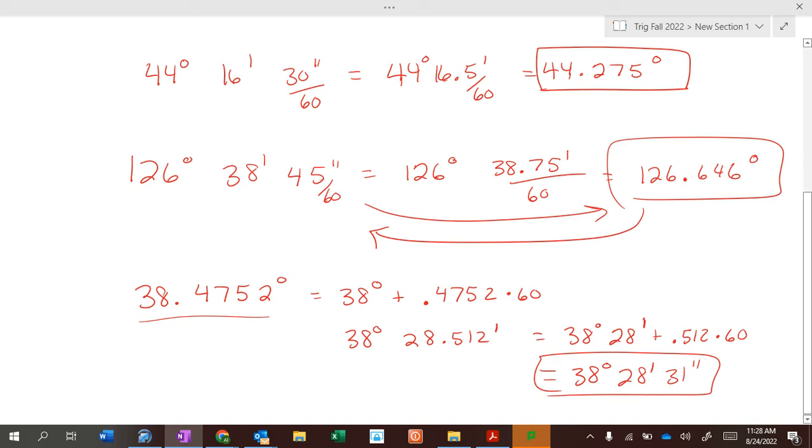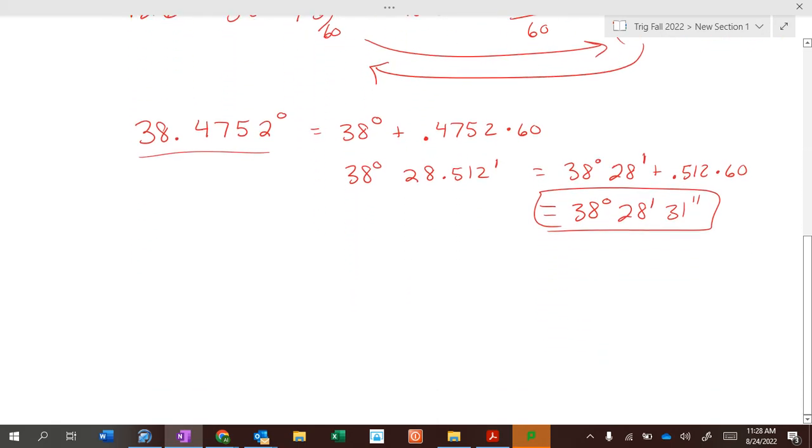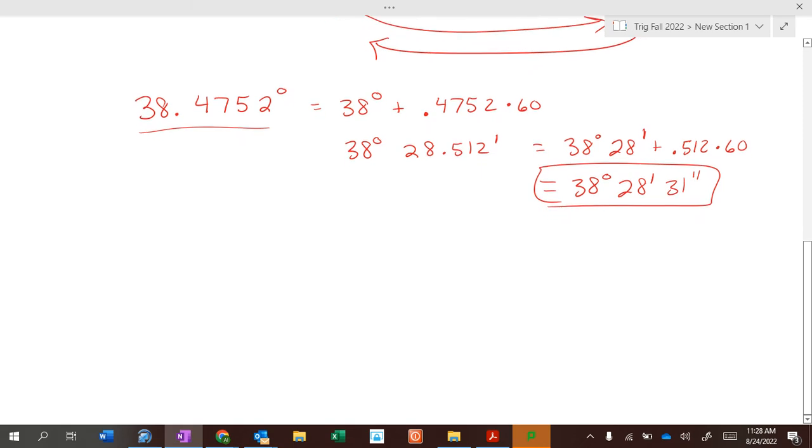We'll do another one. We just multiply the decimal parts by 60. Because this is a decimal part, so the decimal part times 60. Then we got a decimal part. We took the decimal part times 60.